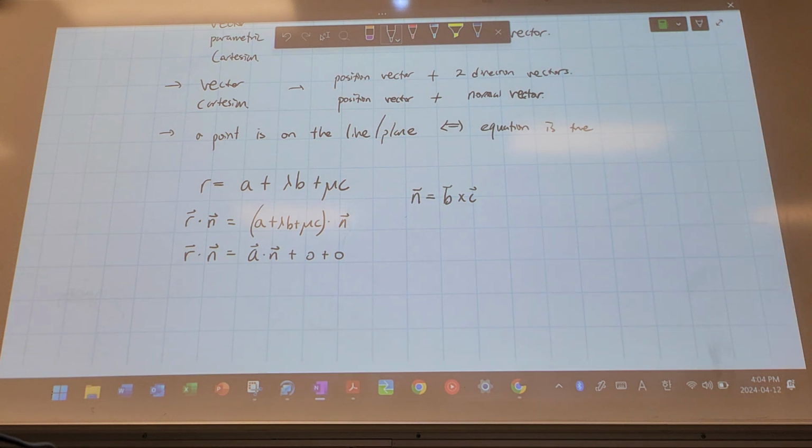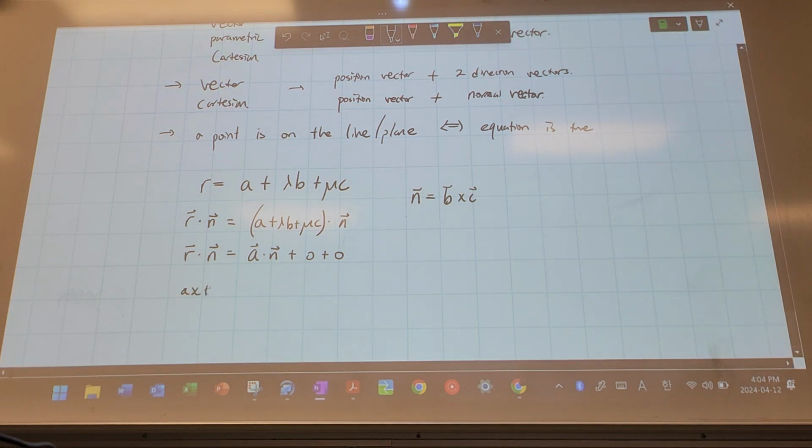Then the left-hand side, opened up, has r as x, y, z, and the normal vector, where we use a, b, c. So we get ax plus by plus cz equals d. So r here is usually x, y, z, and for the normal vector n, we usually use components a, b, c.